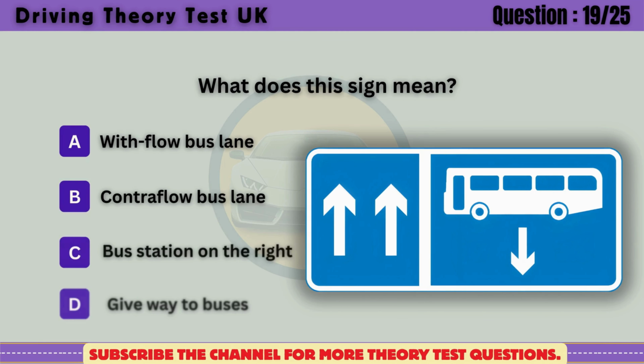Question 19. What does this sign mean? A. With flow bus lane. B. Contraflow bus lane. C. Bus station on the right. D. Give way to buses.